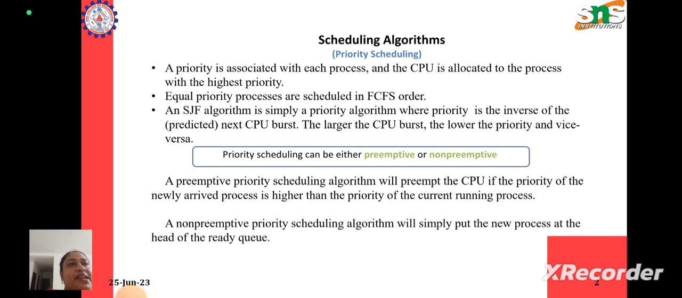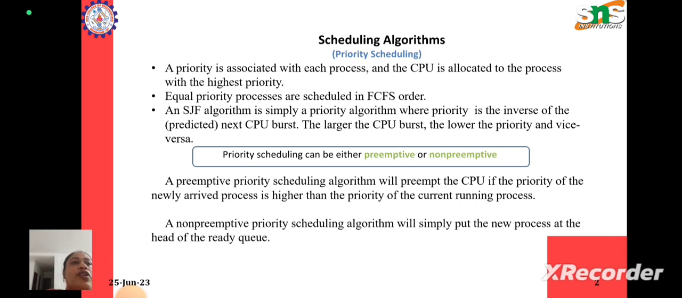A preemptive priority scheduling algorithm will preempt the CPU if the priority of the newly arrived process is higher than the priority of the currently running process. So if we are following preemptive priority scheduling and the newly arrived process has a higher priority than the process currently executing in the CPU, then the CPU will be taken away from the currently executing process and given to the newly arrived process with higher priority. That is what happens in preemptive priority scheduling.